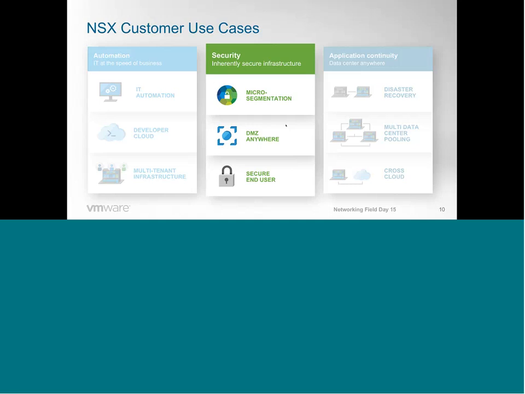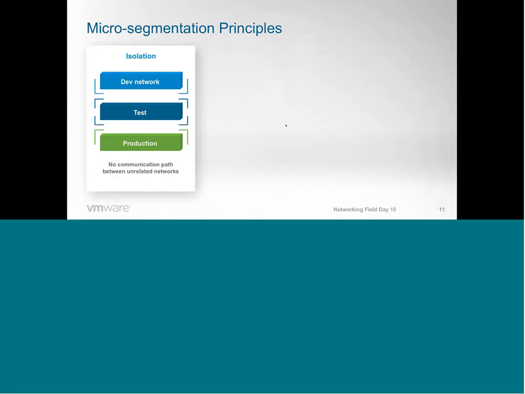But as we focus in here, we had a discussion on microsegmentation, DMZ Anywhere, and the secure end user piece. To achieve microsegmentation, we need to provide isolation. If we have a dev network, a test network, or a production network, these are completely isolated systems. In terms of how a network is built out, these might be different VLANs, or a private VLAN, or anything along those lines. There's typically going to be a firewall in place between these systems so that no communication can happen between these networks.